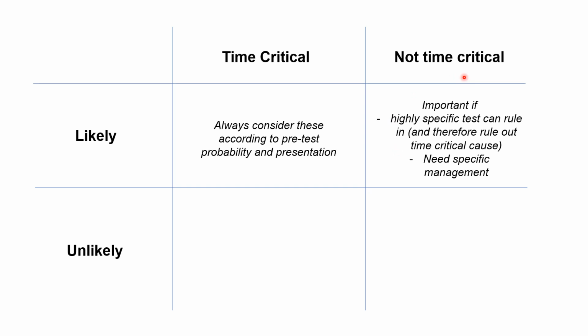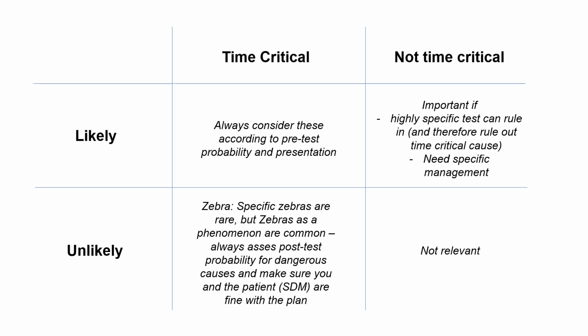These can be important if we have a highly specific test for them. These are not irrelevant. Zebras are, as a phenomenon, something that is unlikely. And oftentimes the mantra is that it's probably more common to have an atypical presentation of something normal than to have a zebra as the reason for the condition. But I guarantee you, any day in the emergency department, one zebra is being diagnosed. It might not be the specific zebra you're thinking of, but zebras, or uncommon things, are common. Just not the specific uncommon thing that you are thinking of, right?